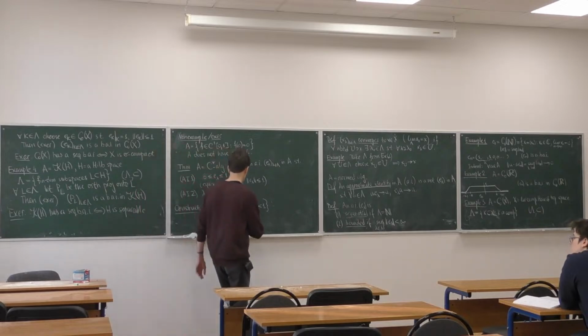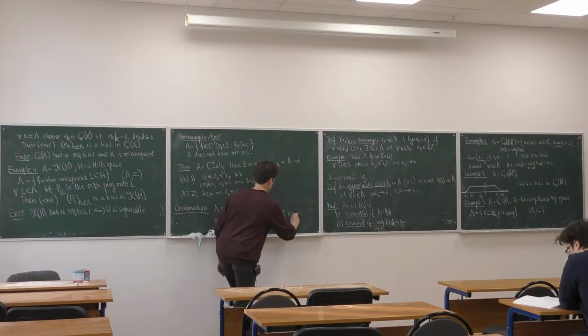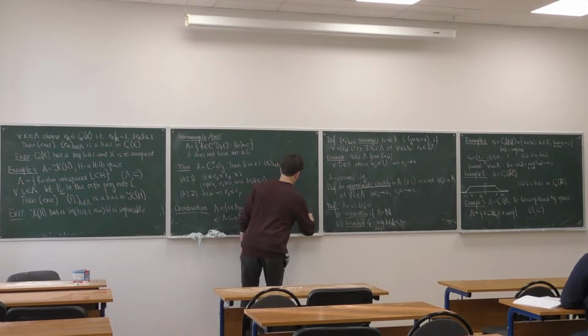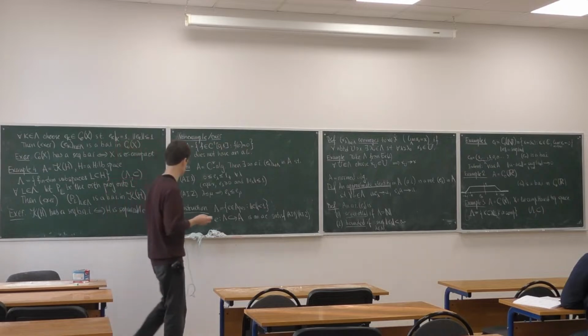And this map turns out to be an approximate identity satisfying properties AI1 and AI2. Again, this is not obvious, but by using some tricks, we can prove that this is indeed an approximate identity.